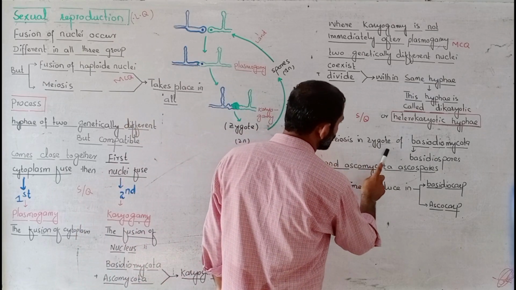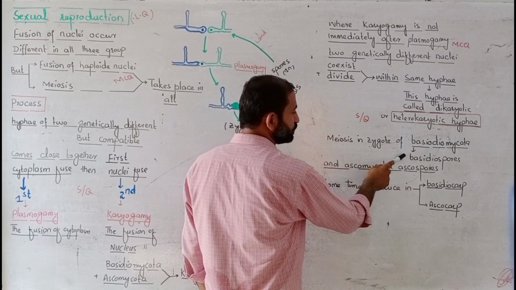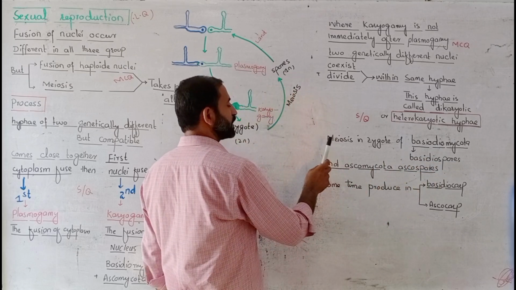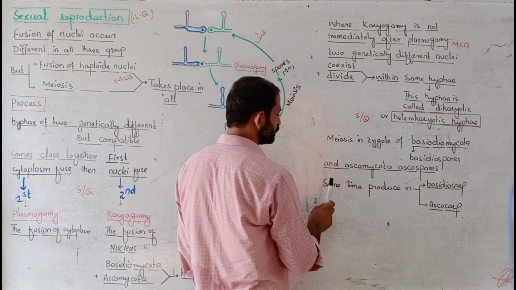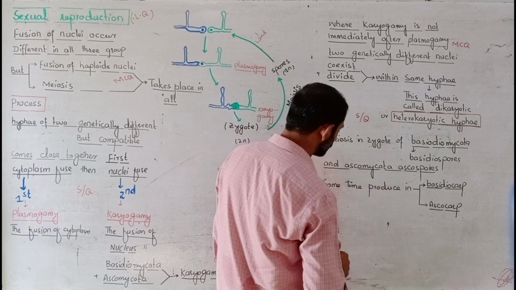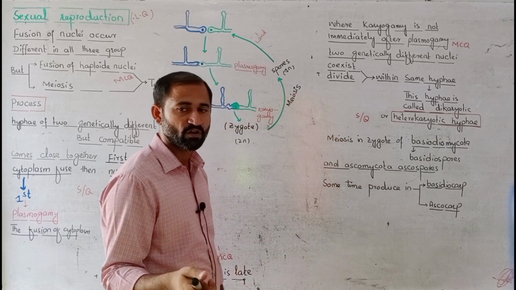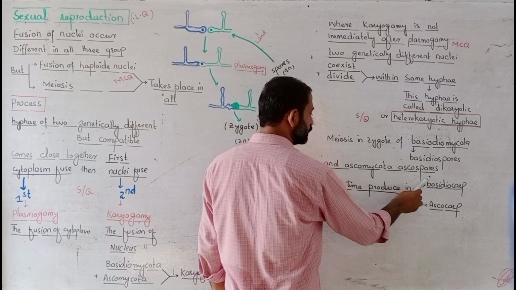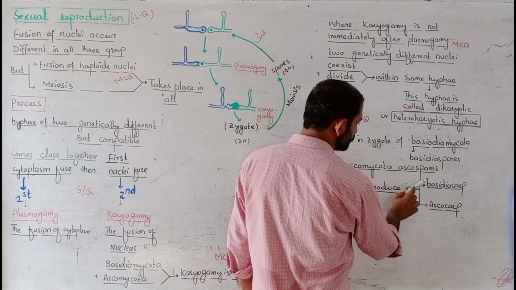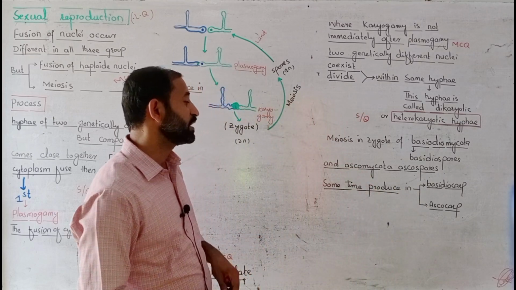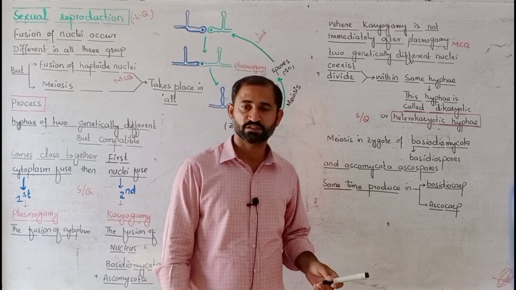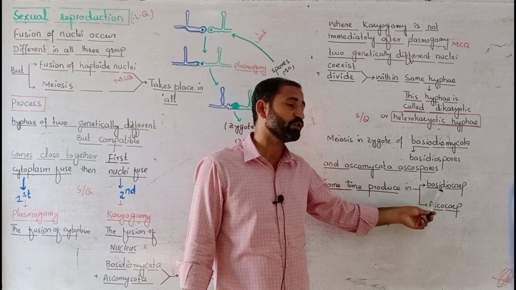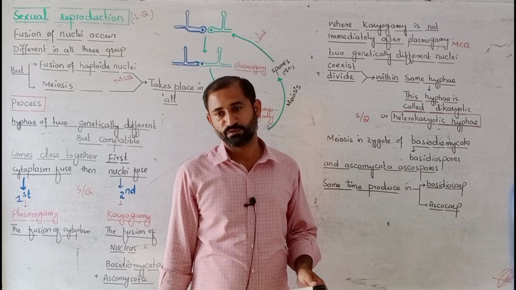Next one: meiosis in the zygote of Basidiomycota will produce basidiospores, and in Ascomycota it will produce ascospores. In some cases, the spores of Basidiomycota and Ascomycota are produced in the basidiocarp and ascocarp respectively. Carp means fruiting bodies, which are reproductive structures. Basidiospores are produced within the basidiocarp and ascospores are produced in the ascocarp.